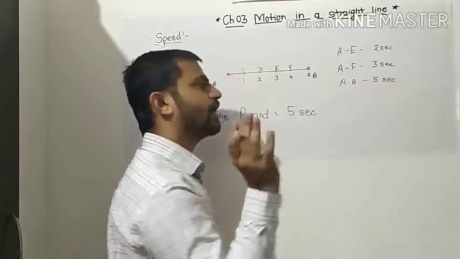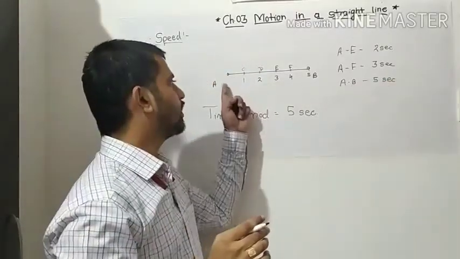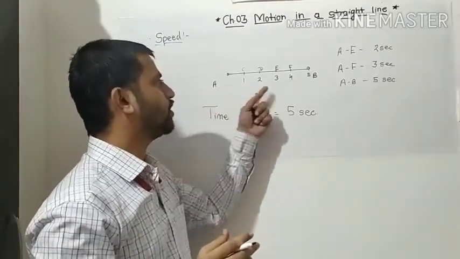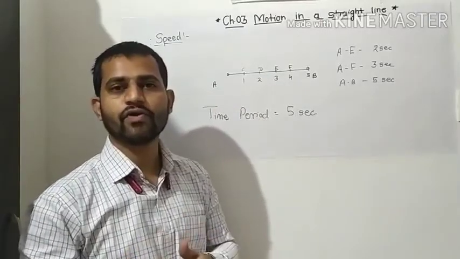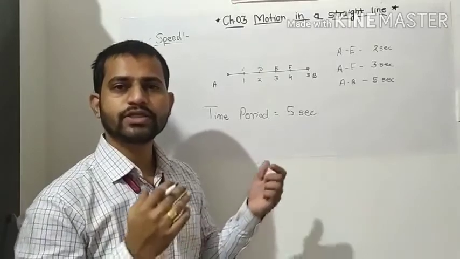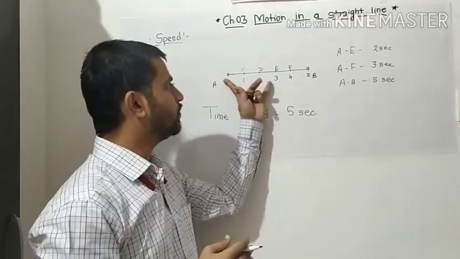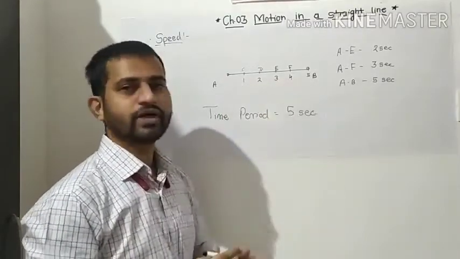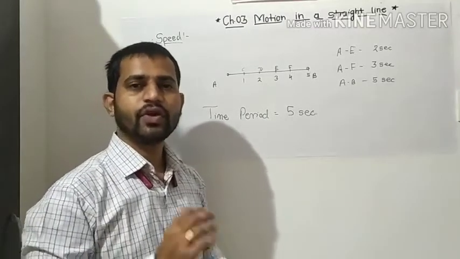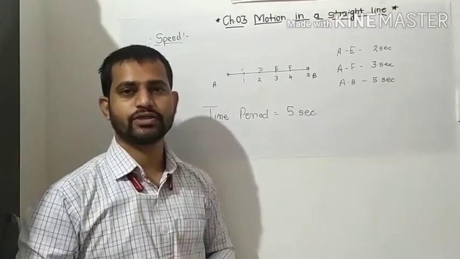So if you have to calculate how much time is required to go from point A to point C, how much time is required to go from point A to point D, then in that case you have to go for the measurement. How much is the distance from A to D? How much is the distance from A to E? How much is the distance from A to F? These distances you have to count, and for that purpose you have to know how much time period is required to cover that particular distance.